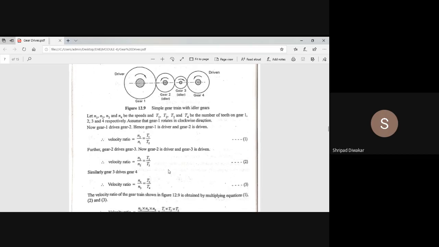Okay, now in order to get the velocity ratio for the simple gear train, we are going to multiply equations number 1, 2 and 3. So N2 by N1 into N3 by N2 into N4 by N3 equals T1 by T2 into T2 by T3 into T3 divided by T4. Now here in this equation, N2 N2 get cancelled, N3 N3 get cancelled, we'll get N4 by N1 equals T1 divided by T4.